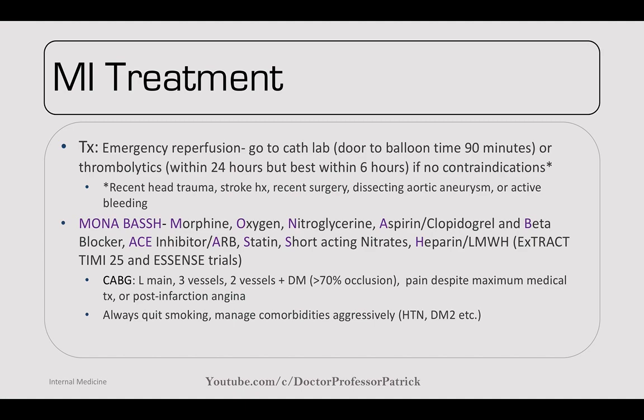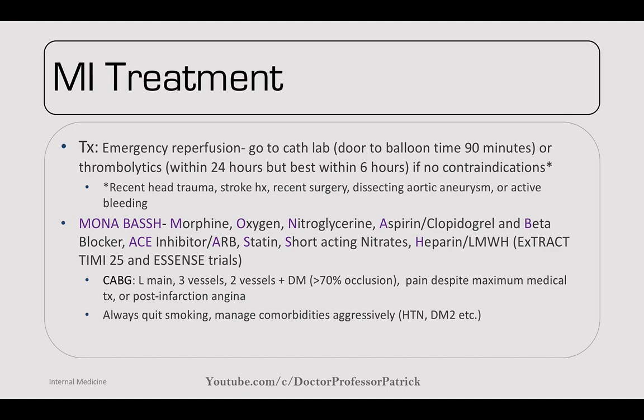And then the H is for heparin or low molecular weight heparin. So the EXTRACT-TIMI 25 and ESSENCE trials showed that low molecular weight heparin or heparin after an acute MI decreased mortality.